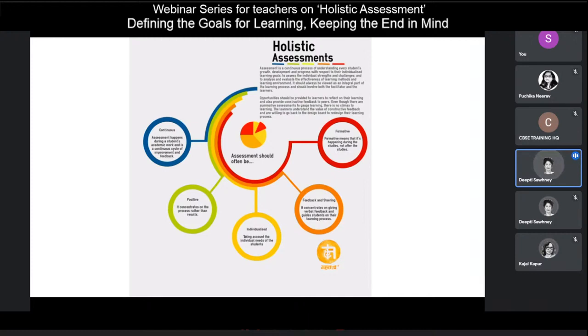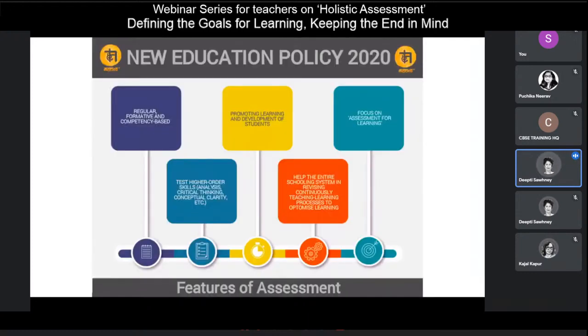So in the next few slides, I'm just going to talk about NEP, and I'm going to make a substratum of what we are going to talk about in the next 3 webinars. So when I talk about these things, you will know that yes, this was what we spoke about in the first webinar, and this is the connect to it. So if you look at this figure here, it says that the assessment needs to be holistic, formative, and competency based.